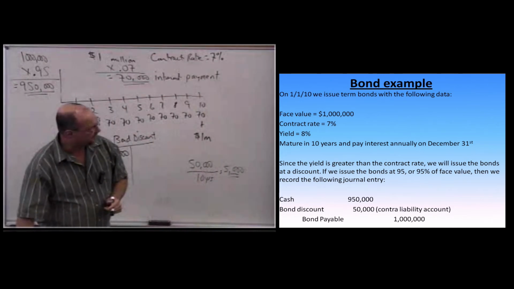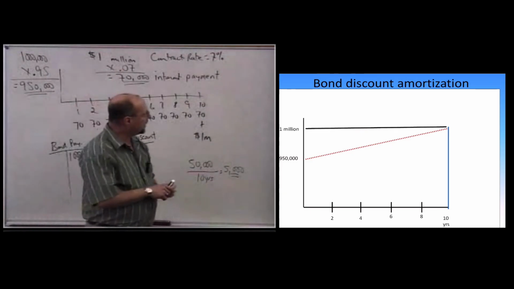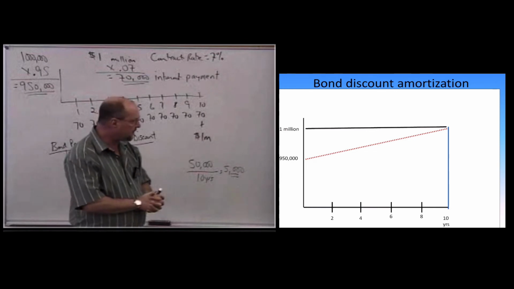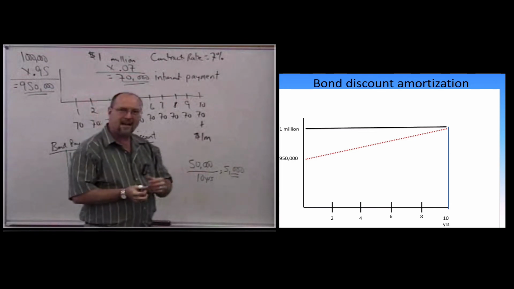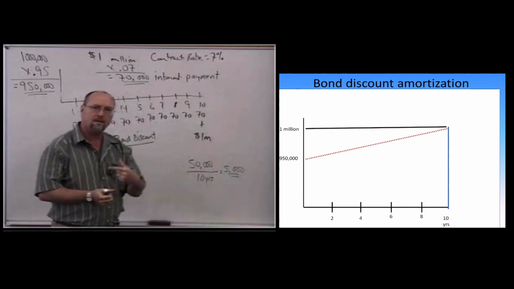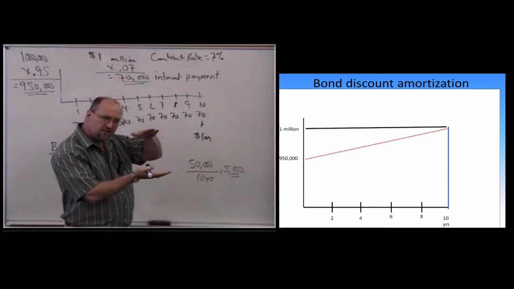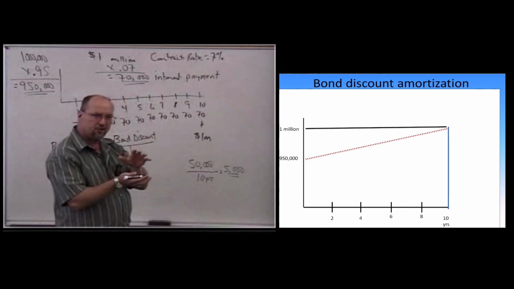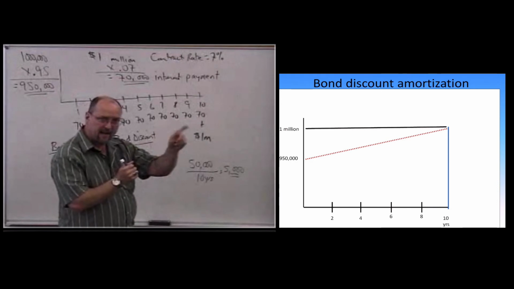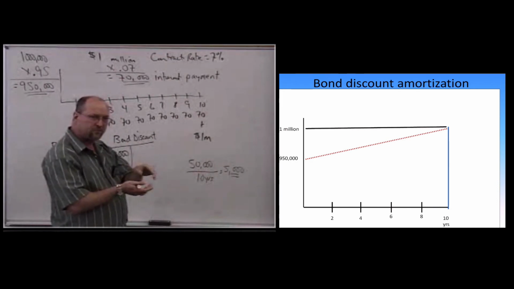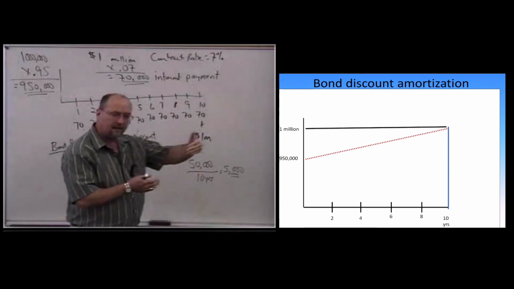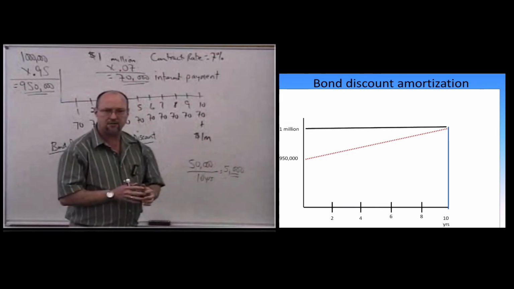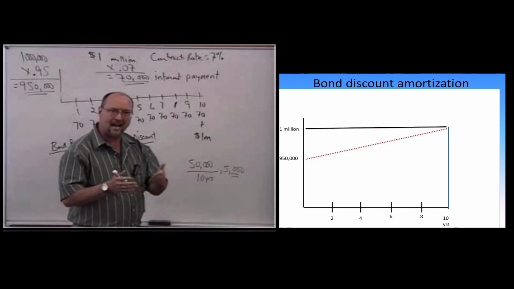And here's what this looks like in a chart. They give me $950,000. I've got to pay them back $1 million 10 years from now. So I've got to give them back $50,000 more than they gave me because of the difference in the two interest rates. This is normal. So rather than call that additional $50,000 that I have to pay back an expense in year 1 or a $50,000 expense in year 10, I'm going to spread that $50,000 out over the life of the bond, and that's what amortization is.